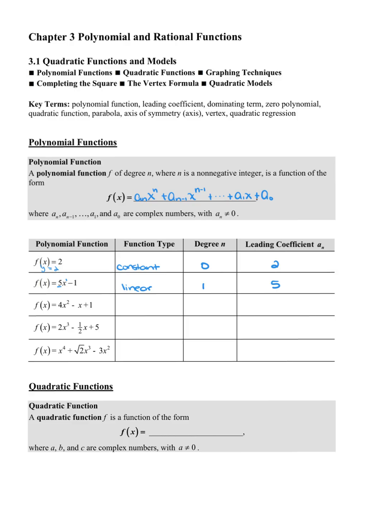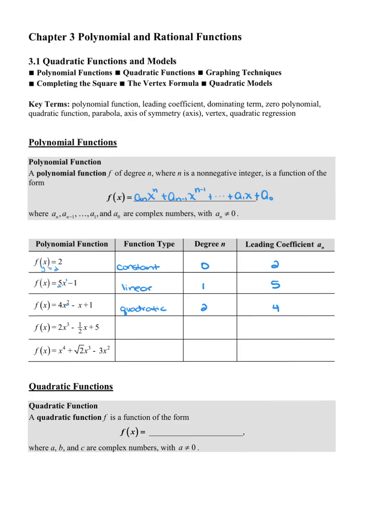F of x equals x squared minus x plus 1 would be a quadratic. It would have a degree of 2 because it's x to the second power, and the leading coefficient would be 1.